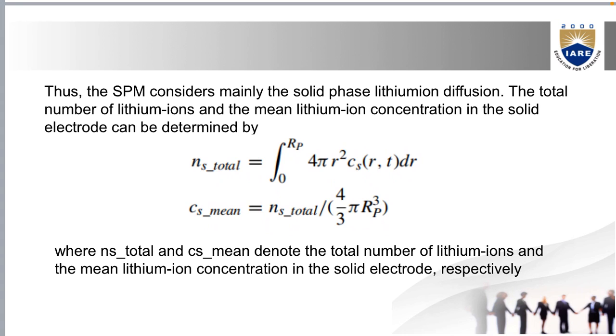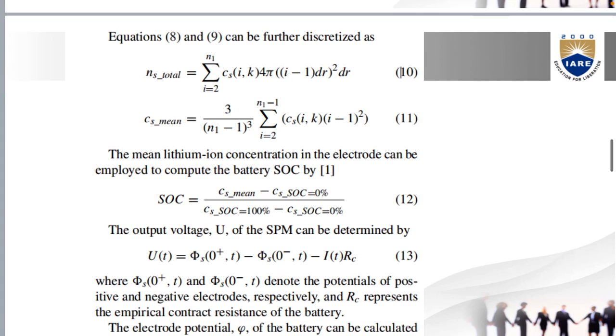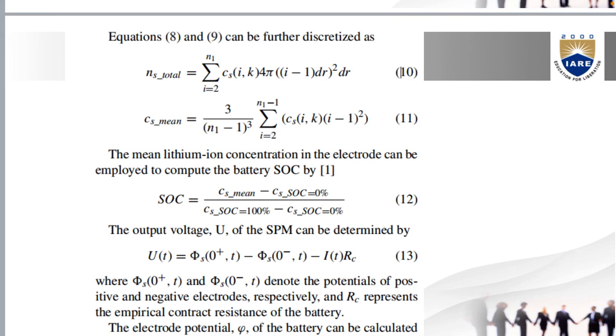Thus, the SPM considers mainly the solid phase lithium diffusion. The total number of lithium ions and the mean lithium ion concentrations in the solid electrode can be determined by the following equations, where Ns total and Cs mean denote the total number of lithium ions and the mean lithium ion concentration in the solid electrode respectively. Equation 8 and equation 9 can be further described as the following equations 10 and 11. The mean lithium ion concentration of the electrode can be employed to compute the battery SOC by equation 1 as follows.